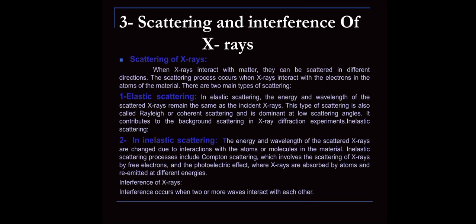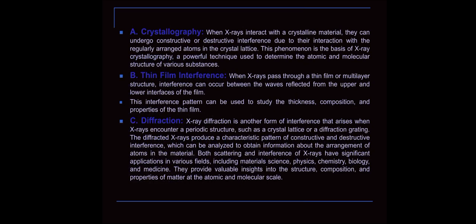Interference of X-rays. Interference occurs when two or more waves interact with each other. One, crystallography. When X-rays interact with the crystalline material, they can undergo constructive or destructive interference due to their interaction with the regularly arranged atoms in the crystal. This phenomenon is the basis of X-ray crystallography, a powerful technique used to determine the atomic and molecular structure of various substances.